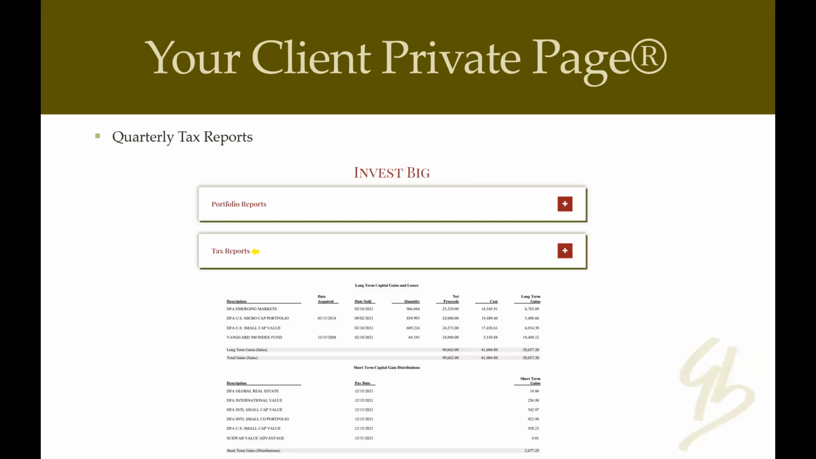We find our tax reports to be very useful if you're interested in tracking your portfolio income throughout the year. This information is used when we prepare tax projections for you throughout the year. And that concludes our tutorial, and we hope you reach out with any questions.